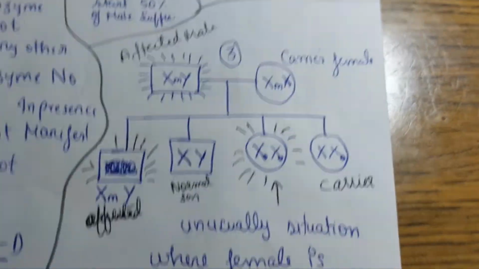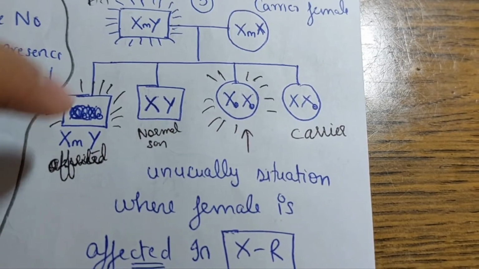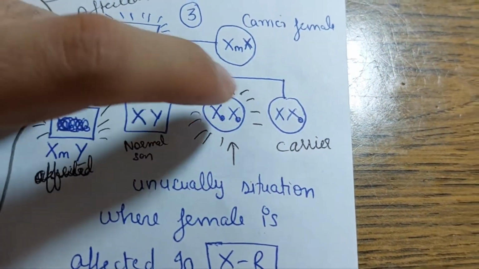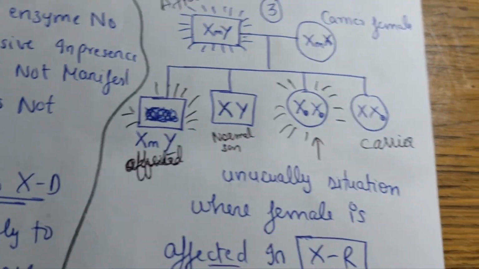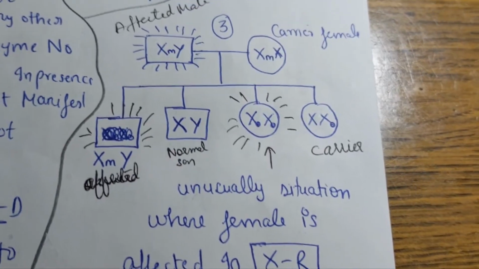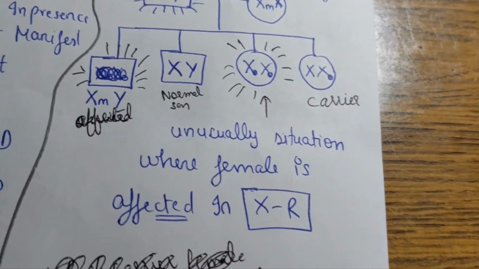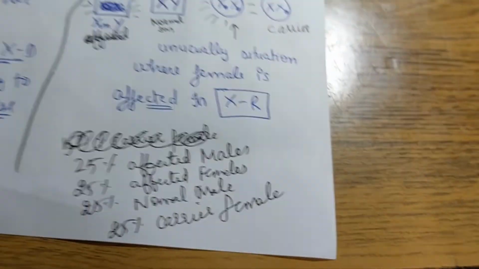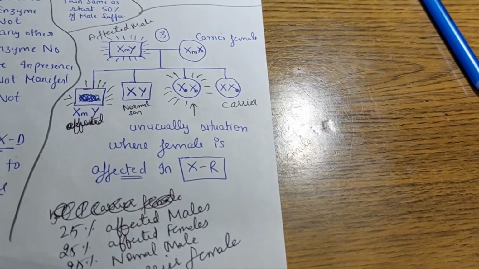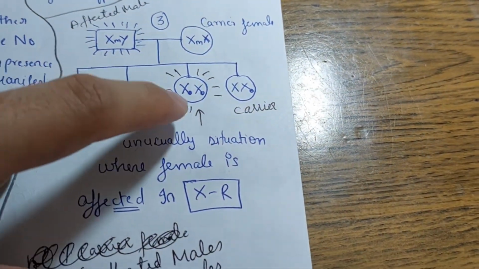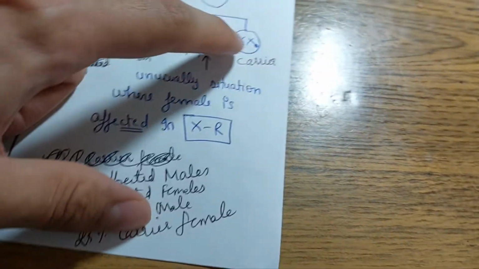Now, if we cross an affected male and a carrier female, what will we get? We will get an affected male, a normal male, an affected woman and a carrier woman. This is a very rare scenario where we have an affected woman. It is an unusual situation in which a female is affected by an X-linked recessive disorder. So in this pedigree, we can see that 25% are affected males, 25% are normal males, 25% are affected females, and 25% are carrier females.